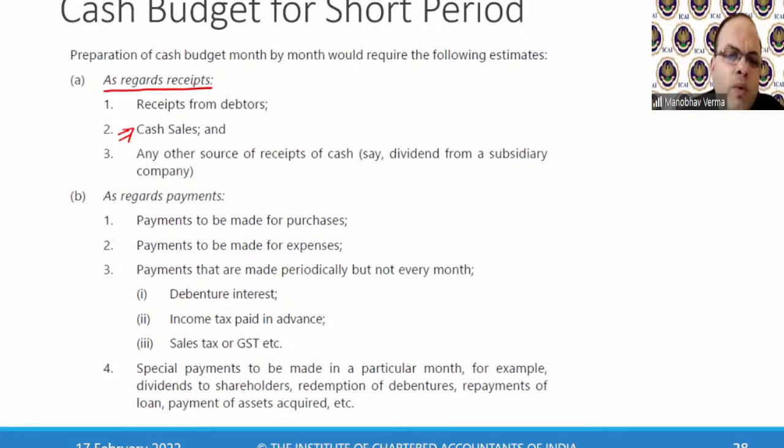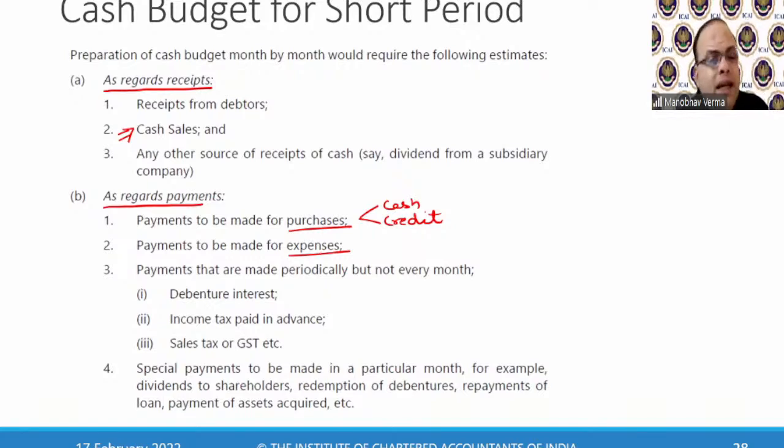Now, with respect to payments, of course, you need to have a payment for the purchases, again, cash or credit, and then any kind of expenses. Now, as I said, when we are looking at a short period, guys, what happens? Can anyone give me an example of any payments that might be done periodically, not every month? You might have certain cash payments that might be required in some months, but not in every month. Can anyone give me an example, guys?